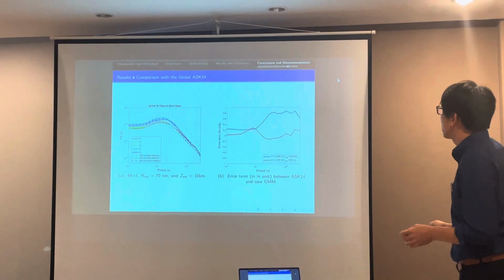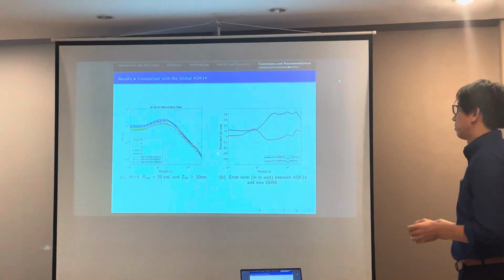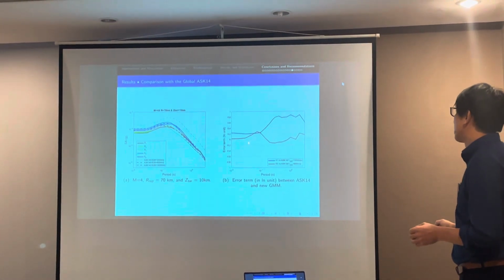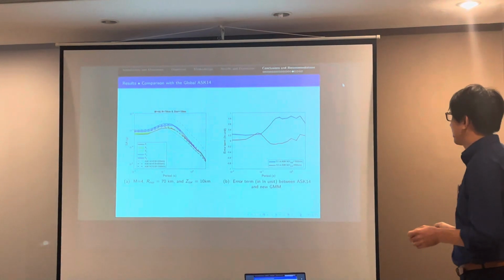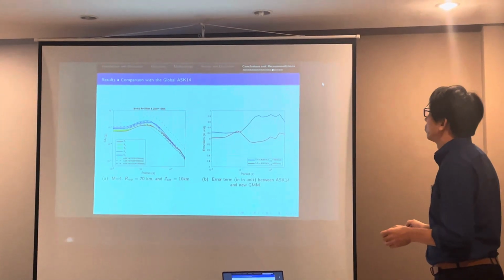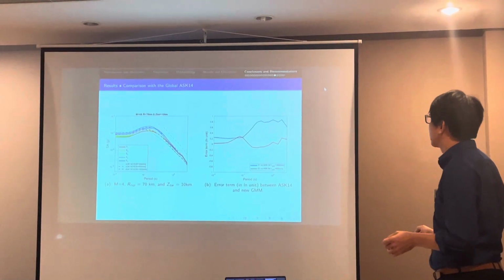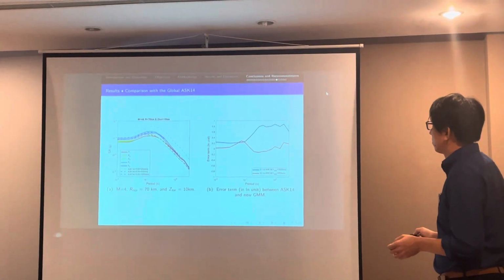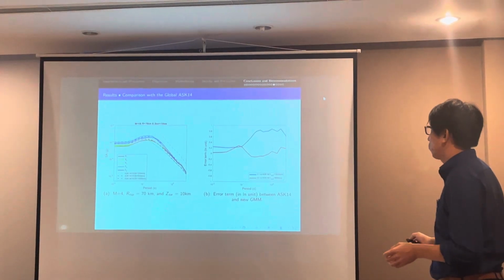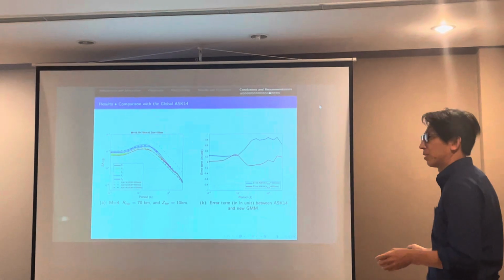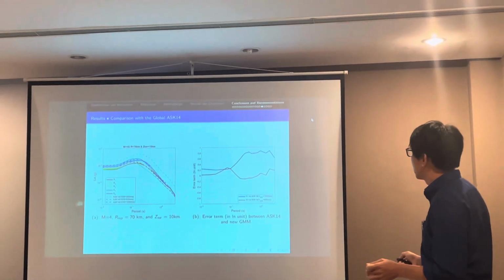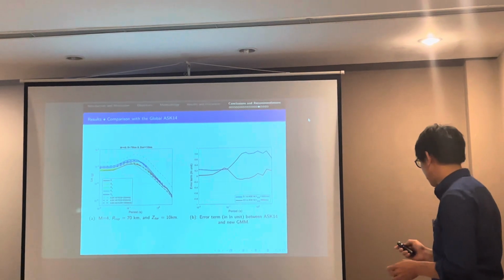If we compare the rock site model ASK14 with the S1 model, we can see that the error term ranges between -0.2 and 0.2 across the periods. For the S3 model, the error term is even larger than for the S1 model. This emphasizes the importance of our finding.